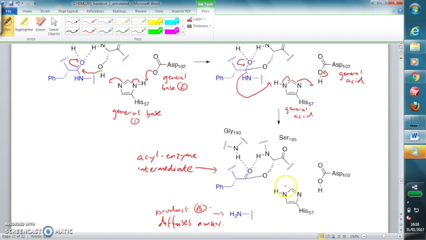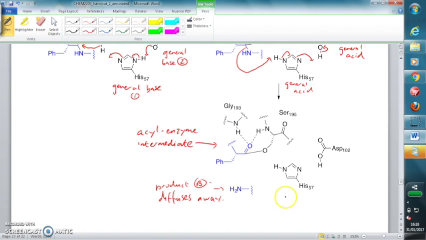Now, unfortunately, I've made a mistake here. It's correct at the start of the next page, but this should actually be the other protonation state. So this histidine should have a proton over here, and the aspartate should be deprotonated.